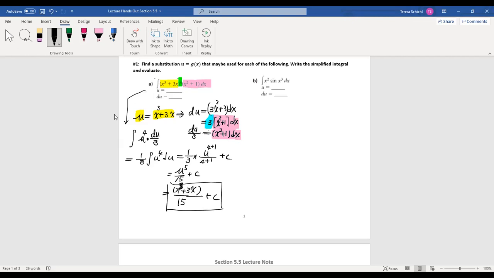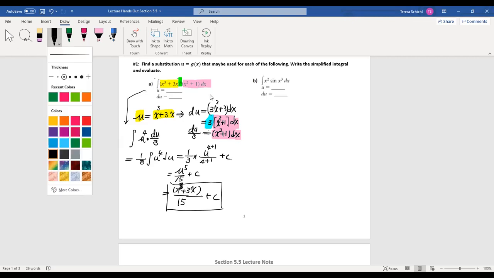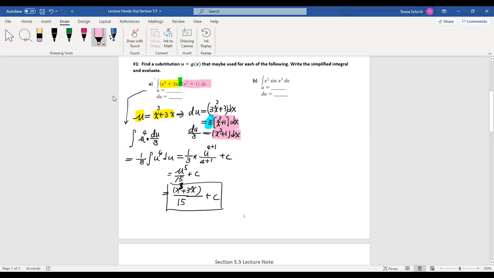Okay, so be very careful. That's why I say it's kind of like detective-type work, right? You will see which one you want to assign to be u. Okay, let's take a look at the second one here. The second one here is x squared sine x cubed. I know if you just have a sine x, I can do it, right? So now you say, maybe I need to get this one as my u.